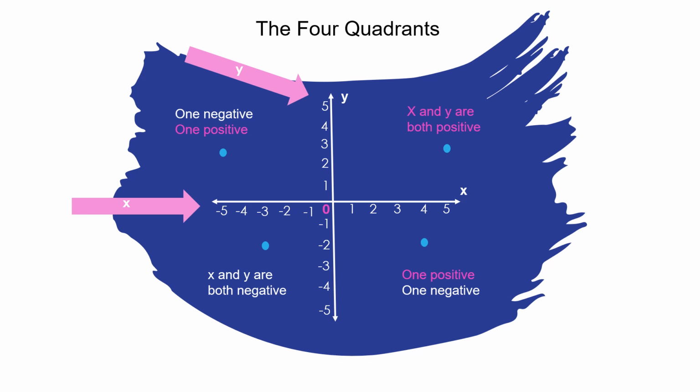A graph has 4 different quadrants, also known as regions. The top right region is the easiest because all the coordinates in it are positive. You'll need to be careful in the other regions though, because the x and y coordinates could be negative, and that can make things a little more difficult.